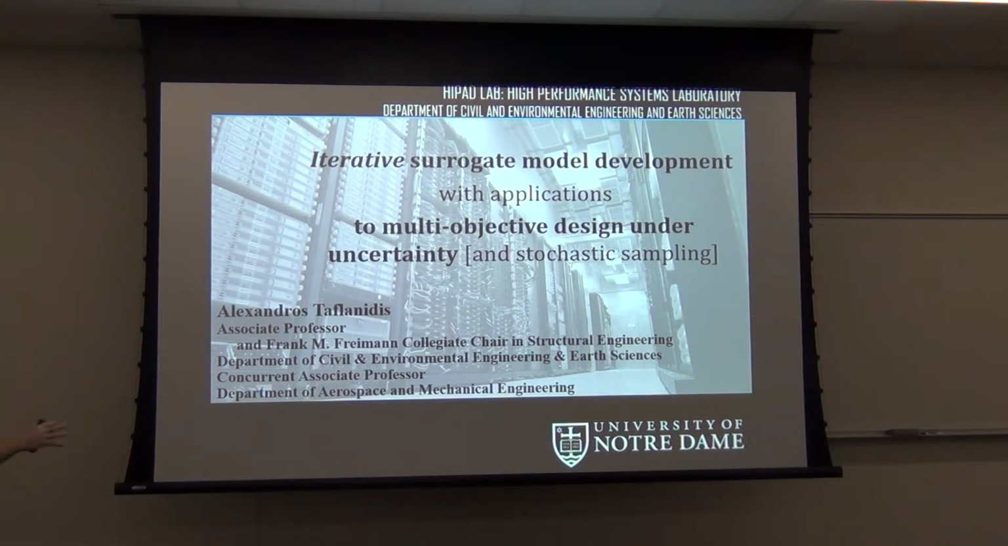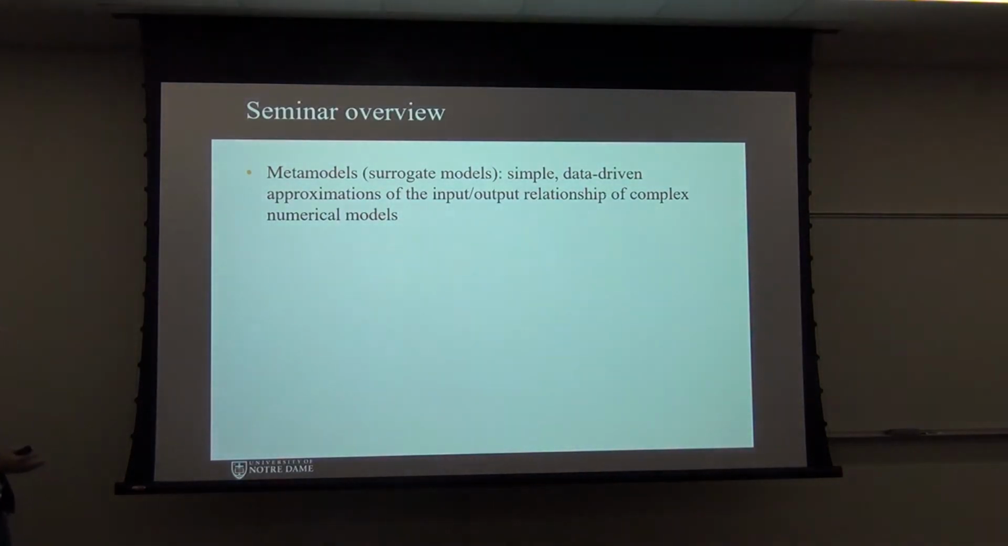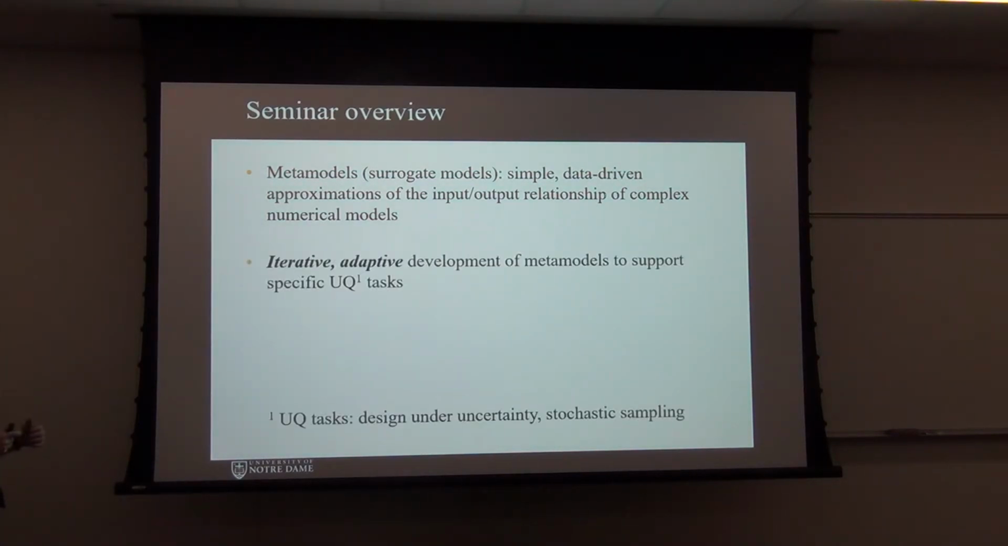Okay, so in this talk, we're not going to look broadly at applications. We're looking specifically at UQ tools. Specifically, we're going to look at surrogate models. So surrogate models or meta models are simple data-driven approximations of the input-output relationship of a complex numerical model.